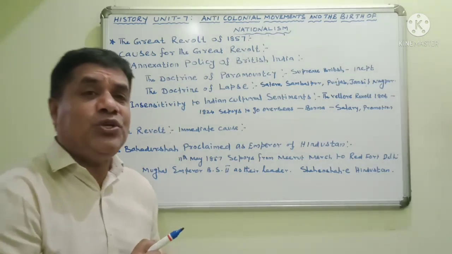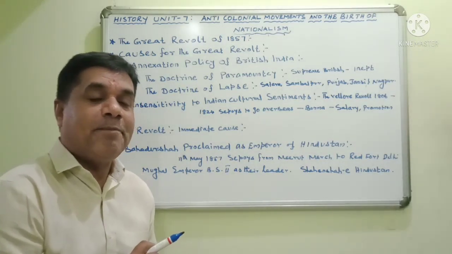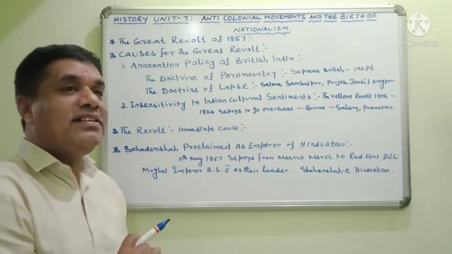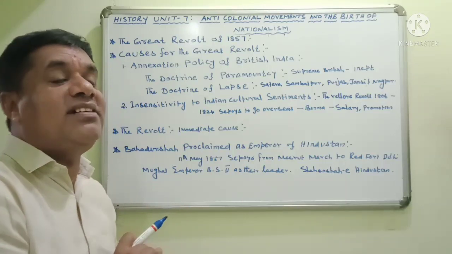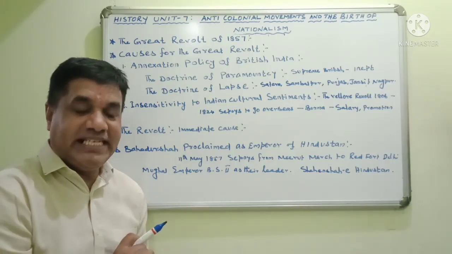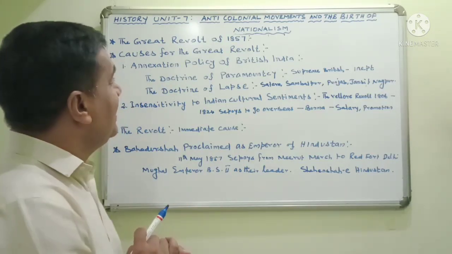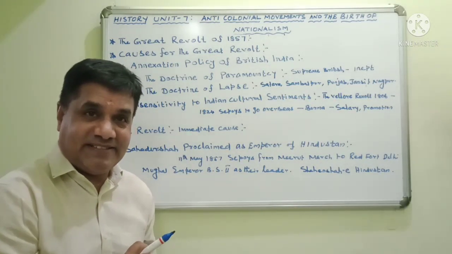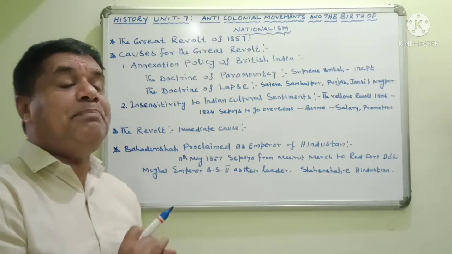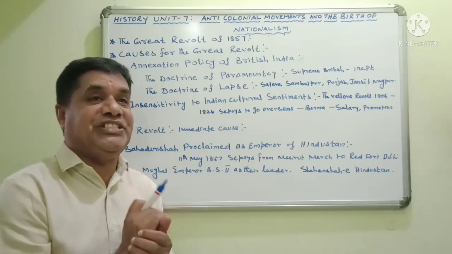The Great Revolt of 1857 was one of the important events that occurred in India. The Britishers dominated the Indians. Indian people were under the control of the British.